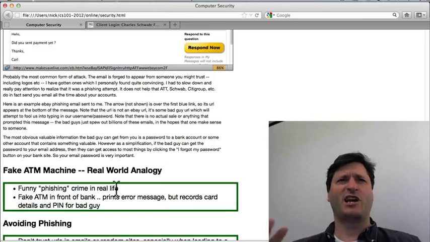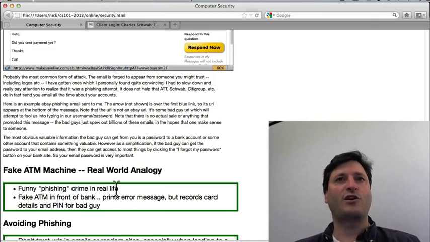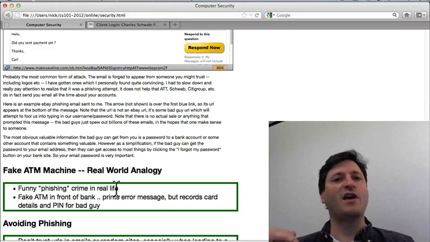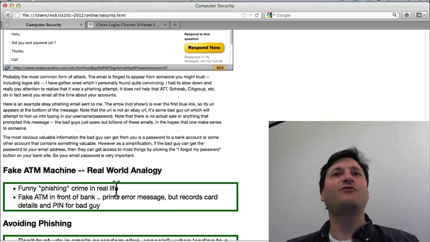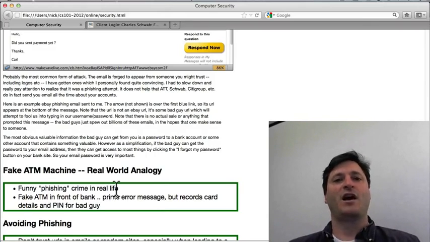It would say, network down. Try again later. Now, really what was happening is the machine was just recording their card details and their PIN number. Exactly like a phishing site, right? It tricked them into putting in their PIN number, and then the criminals went and tried to drain the accounts. And since it was a long weekend, they had a few days to try and get money out before Monday, when people came back to the bank and realized what was going on.